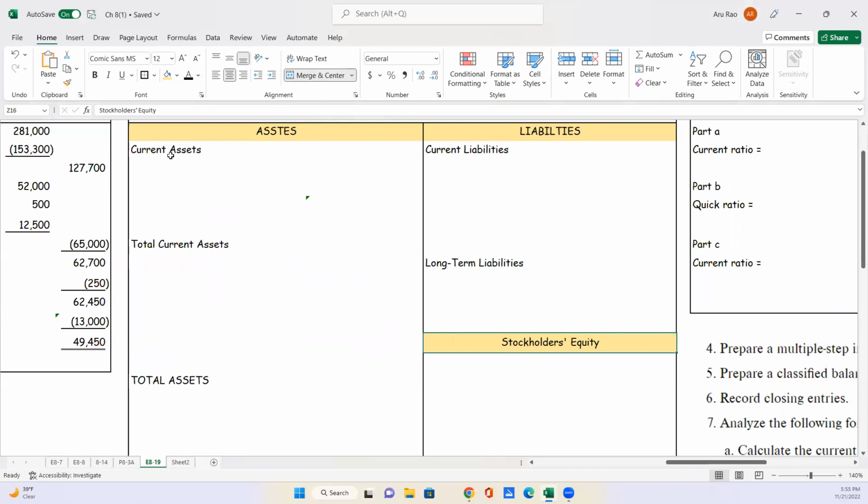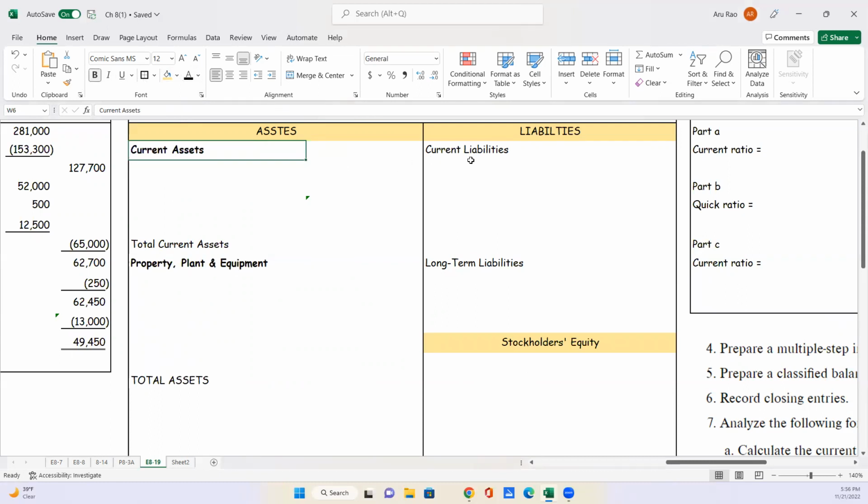Now, since we're preparing a classified balance sheet, I'm going to group my assets as current assets and long-term assets. The long-term assets, I have property, plant, and equipment. So these are your two major categories, current assets and long-term. Liabilities, you have current liabilities and long-term liabilities. Stockholders' equity, we always have just these two items. We have common stock and retained earnings.